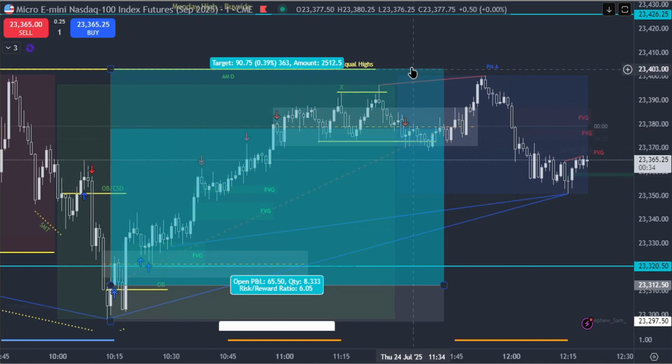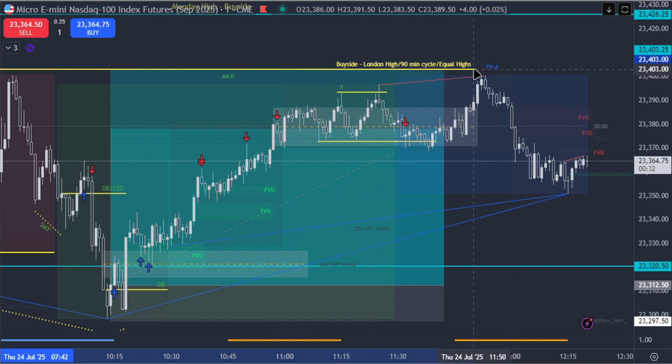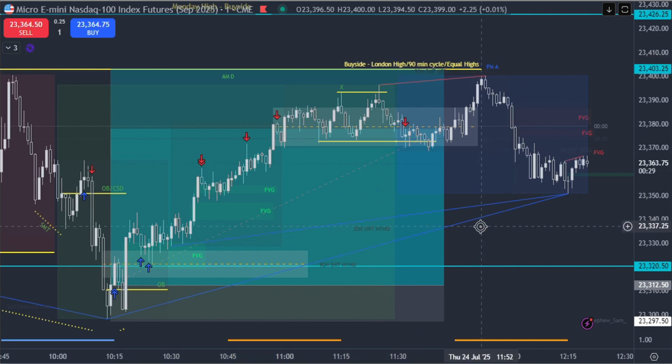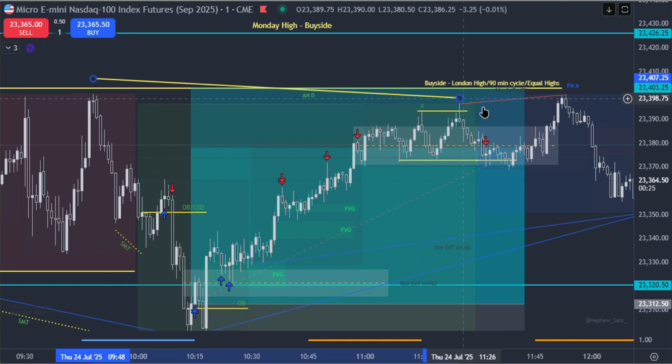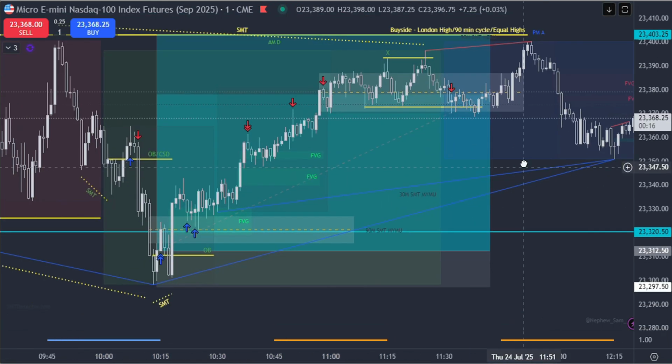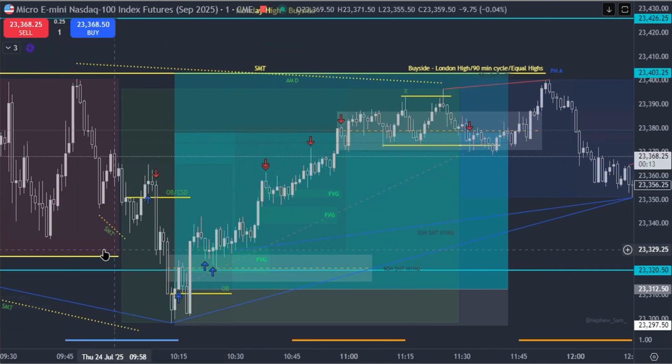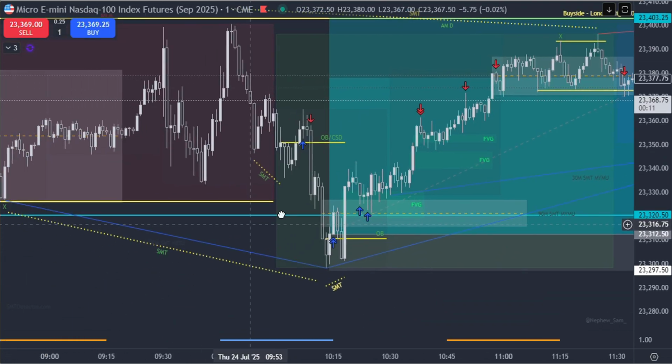goes up. Oh, another reason as well is because we had a huge SMT up here with ES and YM. So that was another reason as well. I was moving my stop loss aggressively. But yeah, that was my loss and then my win.